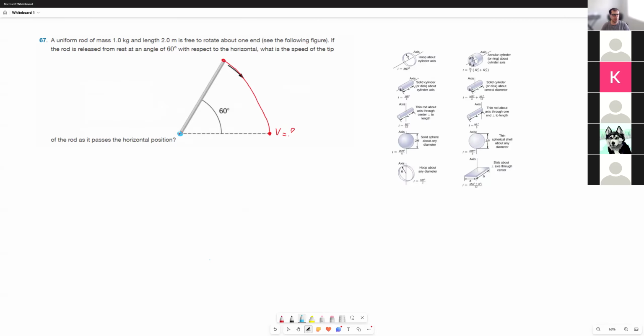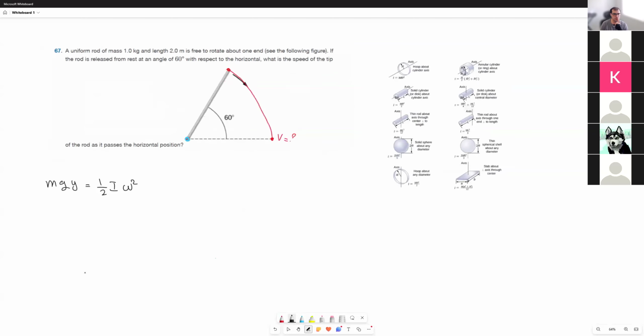How are you going to use moment of inertia? Your understanding of moment of inertia, and probably energy. How are you going to apply it here? Eric says mg y equals half I omega squared. So Eric, you want to use conservation of energy, right? Which y are you going to use?